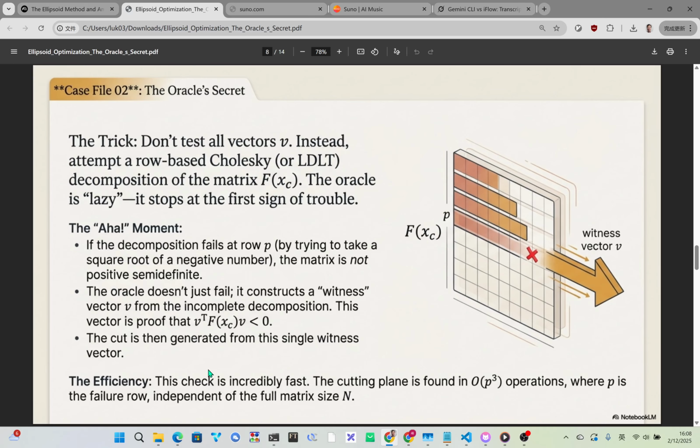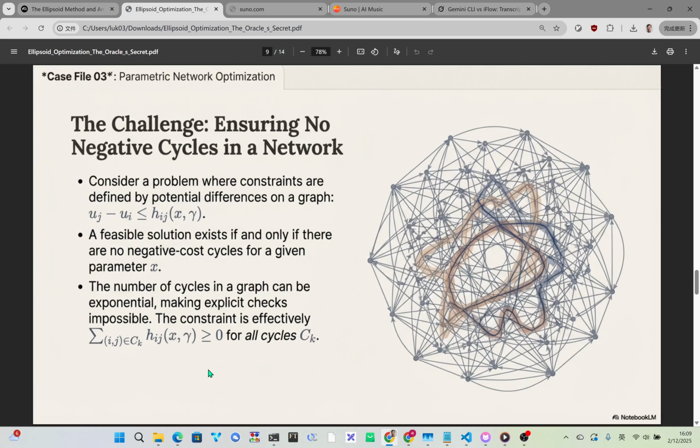Right. This is about making sure no negative cycles exist in a graph. The constraint being that the sum of weights around any closed loop, any cycle, has to be non-negative. But in a big graph, the number of possible cycles can be astronomical, exploding exponentially. You could never list them all. So how does the oracle, which we've seen slicing up continuous spaces, handle this?